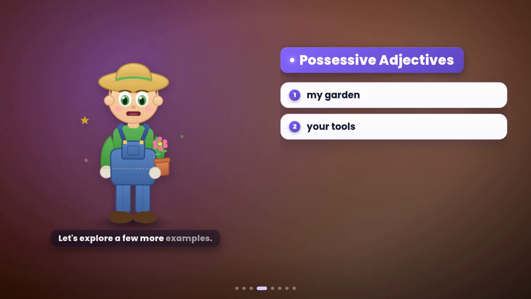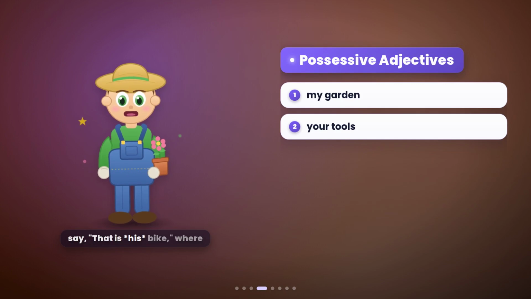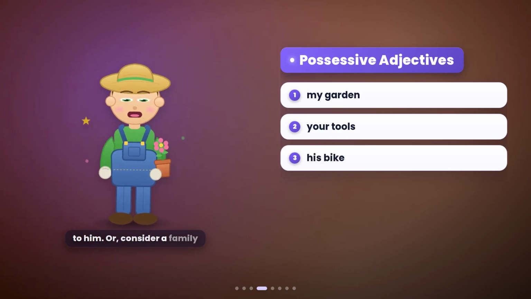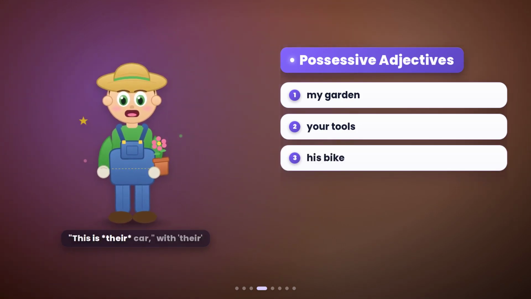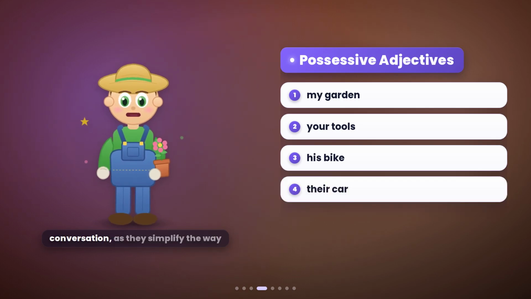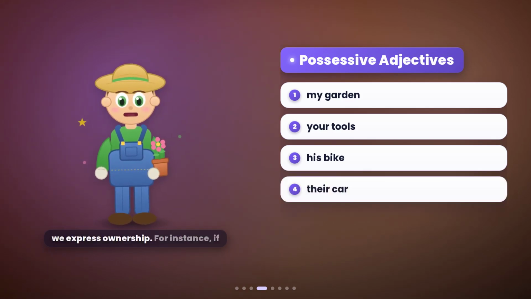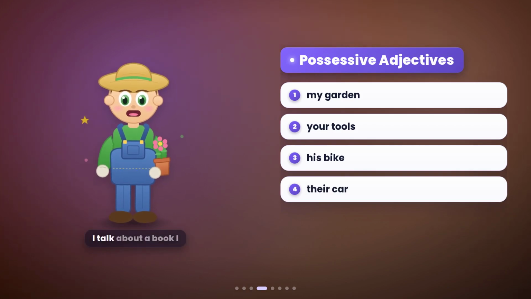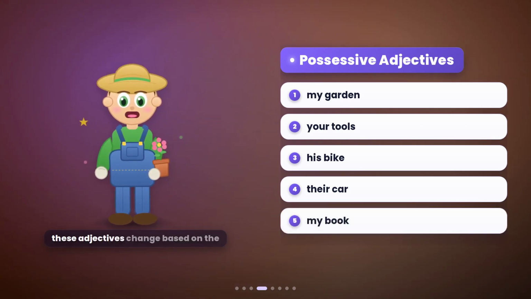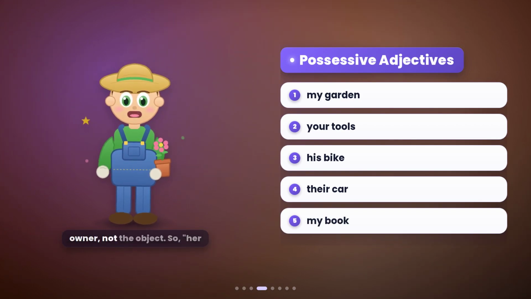Let's explore a few more examples. Imagine you have a friend who has a new bike. You might say, "That is his bike," where "his" shows that the bike belongs to him. Or consider a family with a car. You could say, "This is their car," with "their" indicating ownership by the family. Possessive adjectives are quite handy in everyday conversation, as they simplify the way we express ownership. For instance, if I talk about a book I own, I would say, "This is my book," making it clear that the book belongs to me. Remember, these adjectives change based on the owner, not the object.